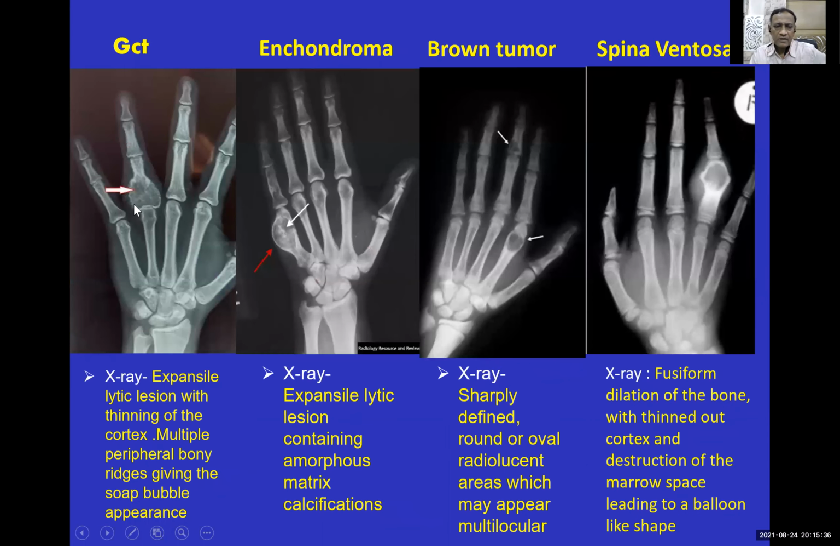This is the GCT from the proximal end of the proximal phalanx, which shows the expansile lesion with soap bubble appearance. This is the enchondroma showing the expansile lesion with calcification. This is the brown tumor, which shows sharply defined round or oval radiolucent areas. Sometimes it may appear multilocular. And this is the spina ventosa or tuberculous dactylitis, which shows the fusiform dilation of the bone with thinned out cortex and destruction of the bone.